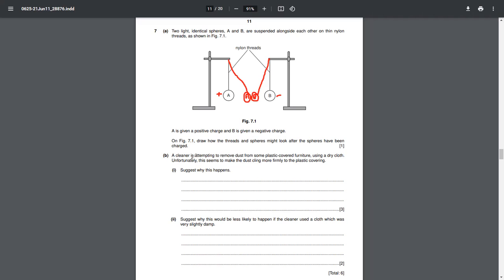Second thing, part B: a cleaner is attempting to remove the dust from the plastic covered furniture using a dry cloth. Unfortunately, this seemed to make the dust cling more firmly to the plastic covering. Suggest why this happens. So let's go to the explanation.